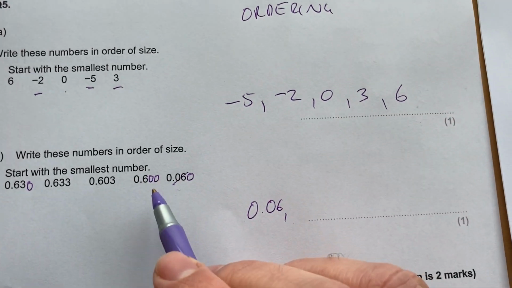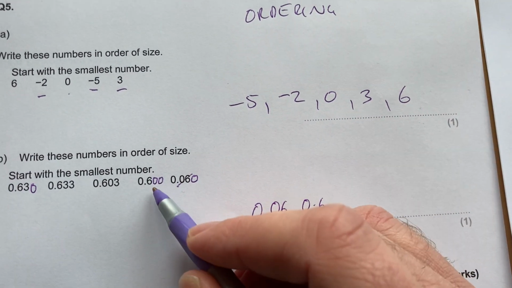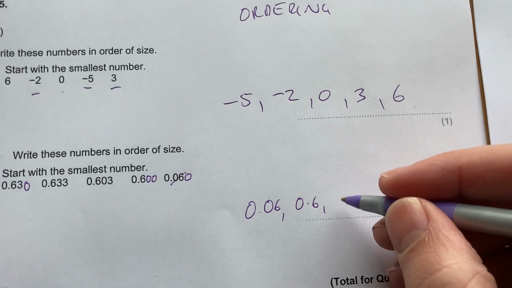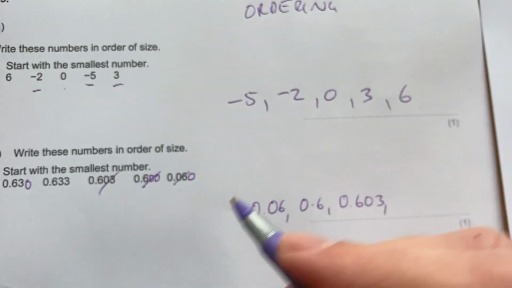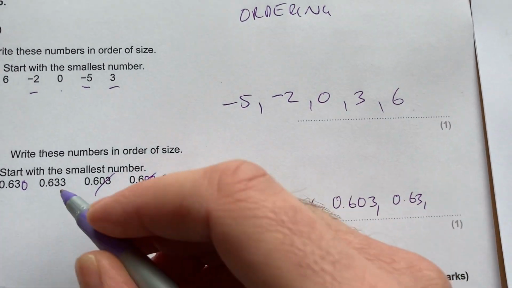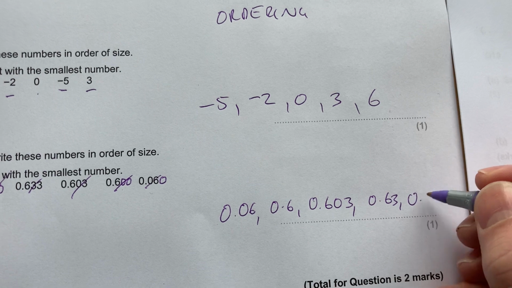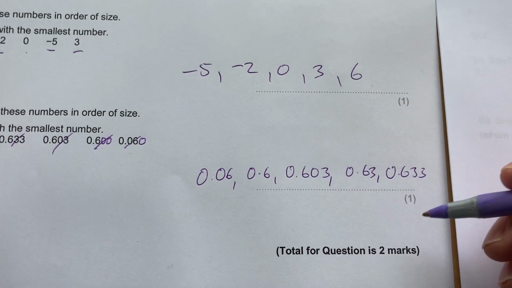Then the rest all have a 0.6. That's 0.6 there. Then we get 0.603. Then I'll get 0.63, and then the largest, 0.633. That should get you 2 marks there.